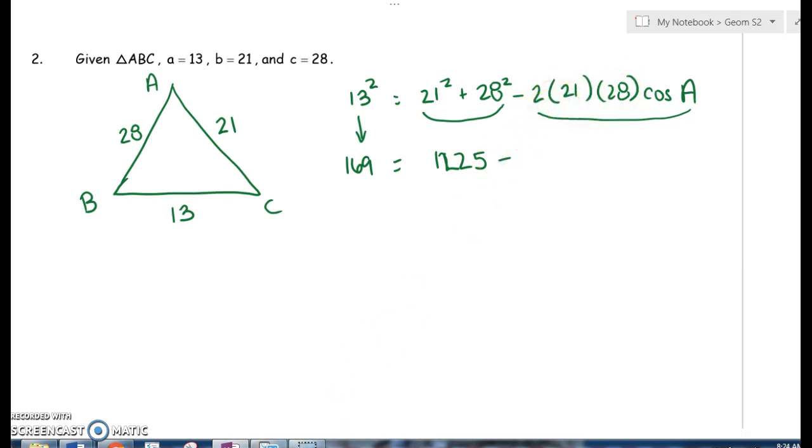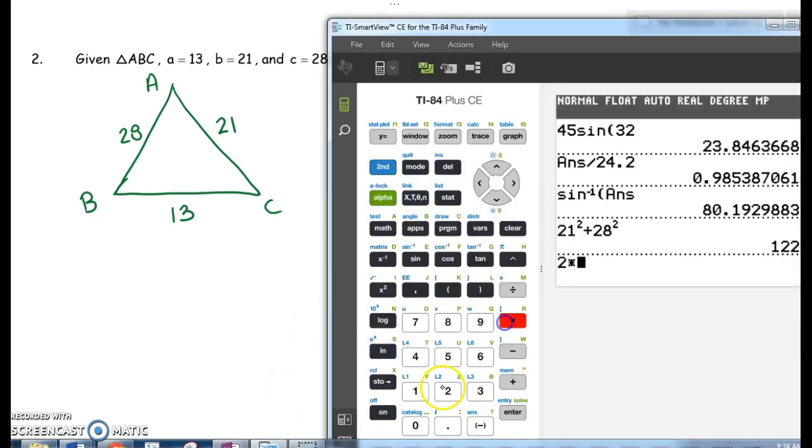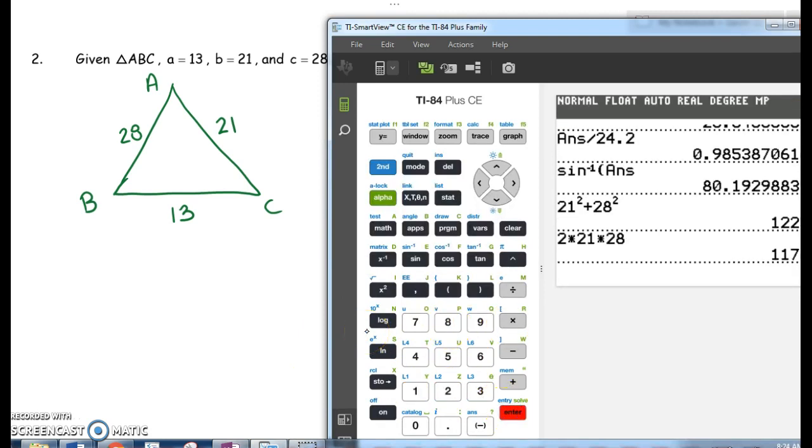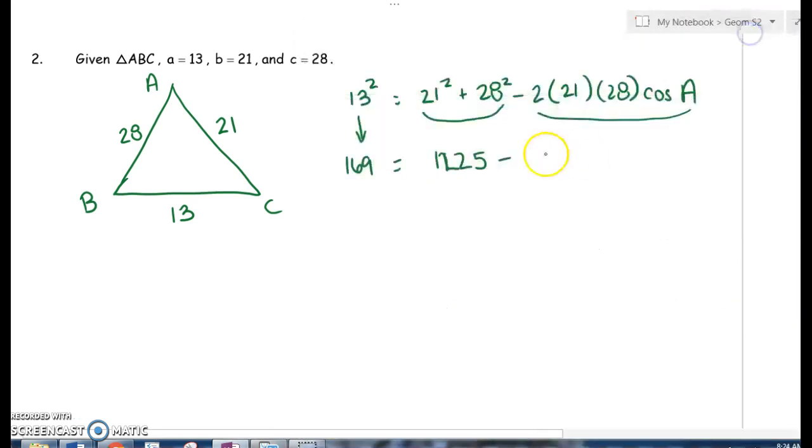And then I can simplify these numbers in front, the 2 times 21 times 28. I'm going to do that real quick. 2 times 21 times 28, and you're going to get 1,176, cosine of A. All right, so these cannot be combined together. One's got a cosine, one doesn't, so you cannot combine them.